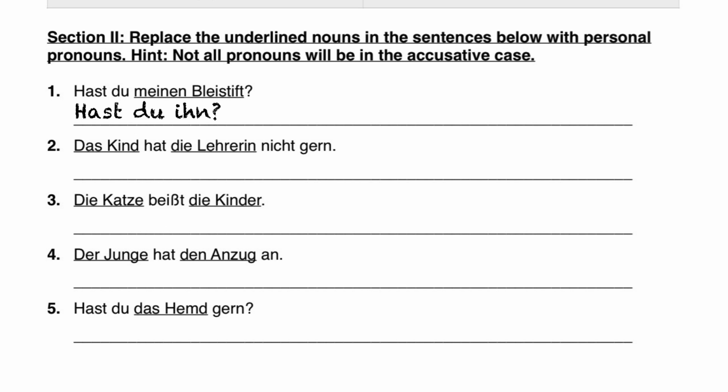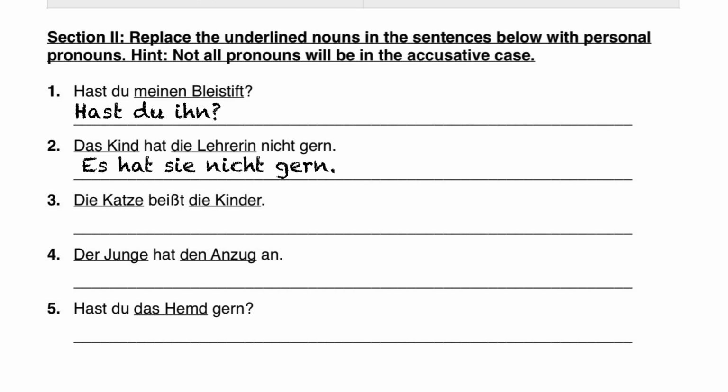In Nummer 2, we have two things underlined, das Kind and die Lehrerin. Das Kind hat die Lehrerin nicht gern. The child doesn't like the teacher. So we replace das Kind with a neuter noun. Look at the end of the der word, and we have an s there, which means we have to use es. And we look at the end of the der word for die Lehrerin, and we have an e, so we have to use a pronoun that also ends in an e. Es hat sie nicht gern. It does not like her.